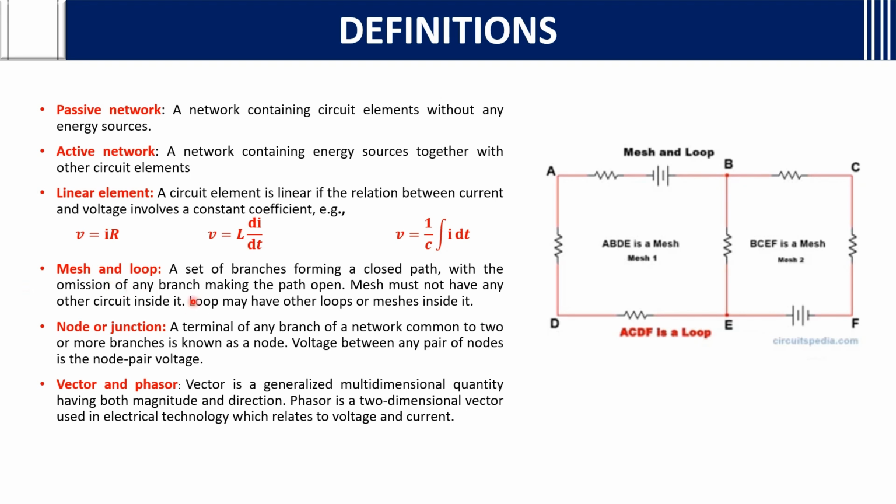Mesh and loop. A set of branches forming a closed path, with the omission of any branch making the path open. A mesh must not have any other circuit inside it.